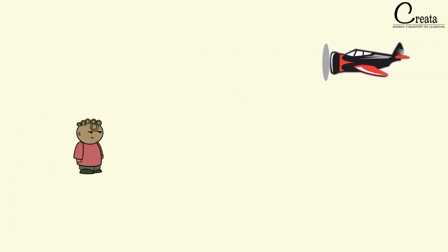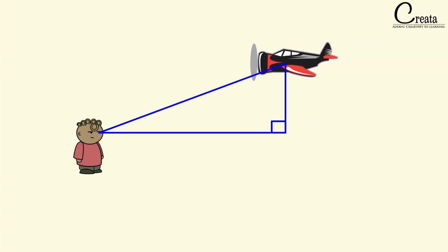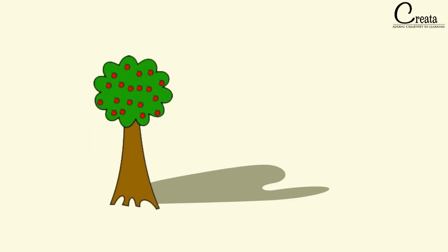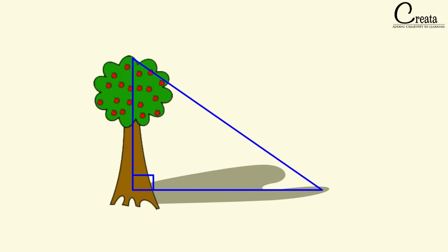For example, if you see a plane in the sky, your vision is making a right angle triangle with the sky. If you are able to study this triangle, you can find the elevation of the plane, the distance of the plane, the velocity, etc., the data with respect to this plane. If you see a tree and its shadow, you can make a right angle triangle out of it. You can easily measure the height of the tree without climbing the tree.